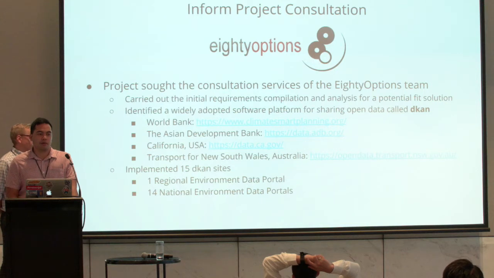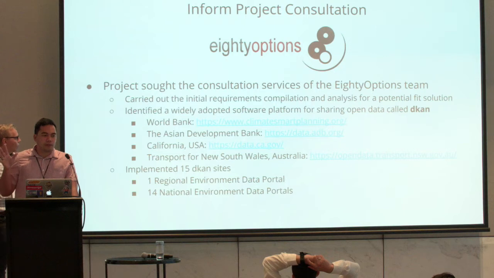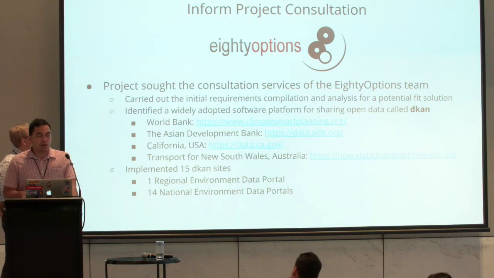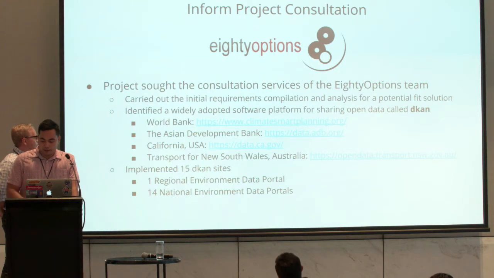That's similar to the Pacific Climate Change portal that houses all of the climate change information at a regional level at SPREP. They've built an environment data portal that's also sitting with SPREP that not only houses all of the climate change data, but all of the data on biodiversity, land use, any heritage data, all of that data that comes out of countries doing their environmental processes. And they also implemented 14 national data portals for each of the countries inside of the project.